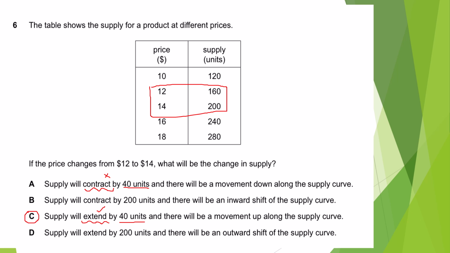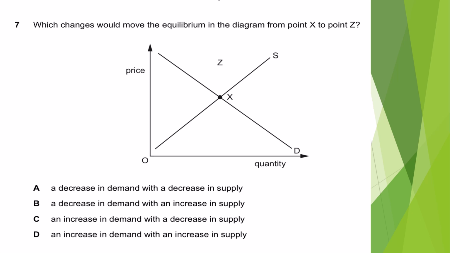Okay, moving forward to the next MCQ, that is again related to market equilibrium. Which changes would move the equilibrium in demand from X to Z? Either this demand curve is going towards right or the supply is going towards left, or these two, because for coming over here, what I have done is I have just plotted that supply is going left and demand is going to increase.